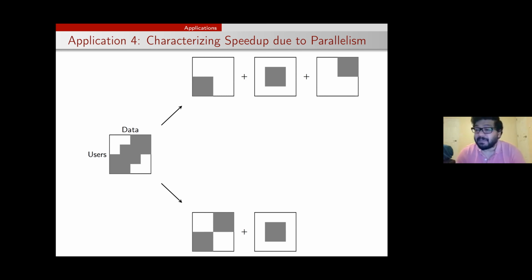Any questions about these applications? Then we can move to the formal definition part.